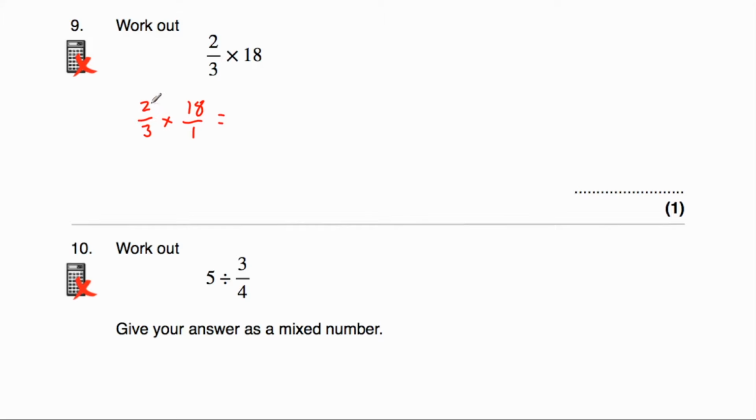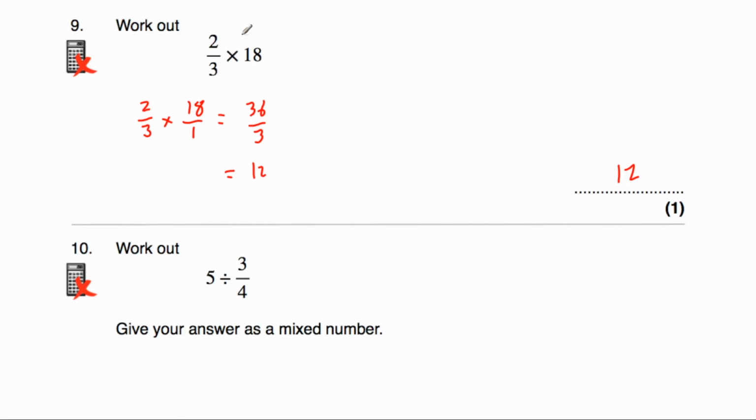And now I would just multiply. 2 times 18 is equal to 36, and 3 times 1 is equal to 3. So I've got 36 over 3, and 36 divided by 3 is 12. So that means that 2/3 multiplied by 18 would be 12. So that's our answer. Now that's one way to approach this question.